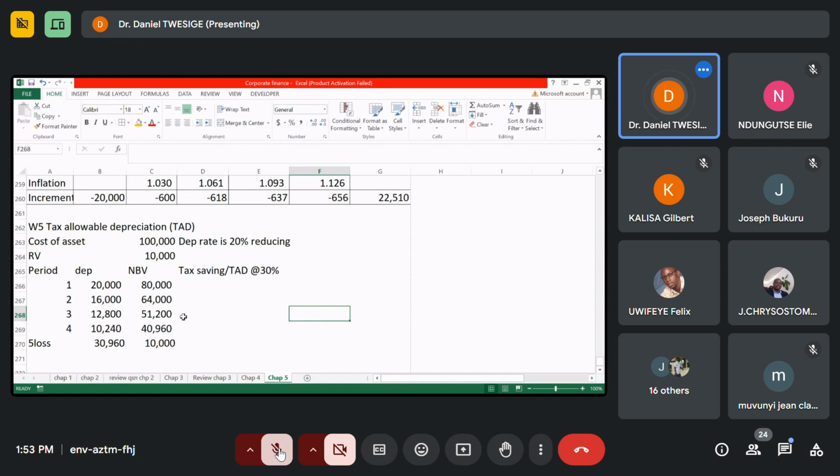It is a loss. So since it is a loss, you calculate a tax saving. Why do you say it is a loss, lecturer?